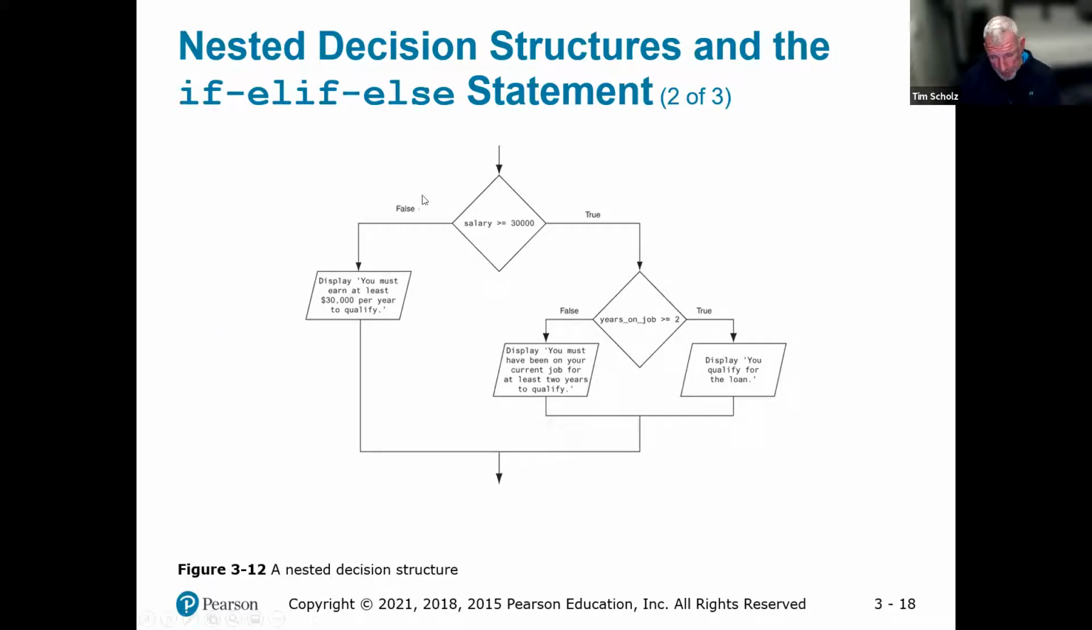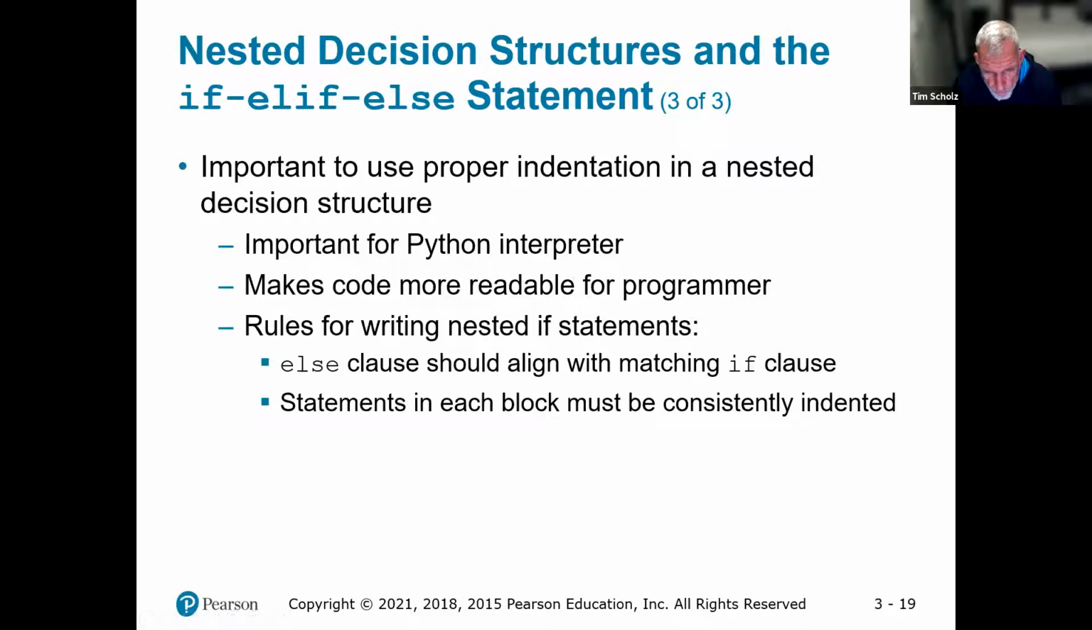So again, I need to look through because this doesn't make sense with the logic for it, but going through, here's the flow chart for that condition it talked about. If salary is greater than or equal to 30,000, then if years on the job is greater than or equal to 2, they qualify for the loan. And then off the false, if they make less than $30,000 a year, you need to make 30,000 a year to qualify for the loan. And you have to be employed at the same job for 2 years to qualify for it. So when we're working with nested structures like this, you need to make sure that you pay attention to your indentation, because the indentation is going to make sure that it goes down the right path.